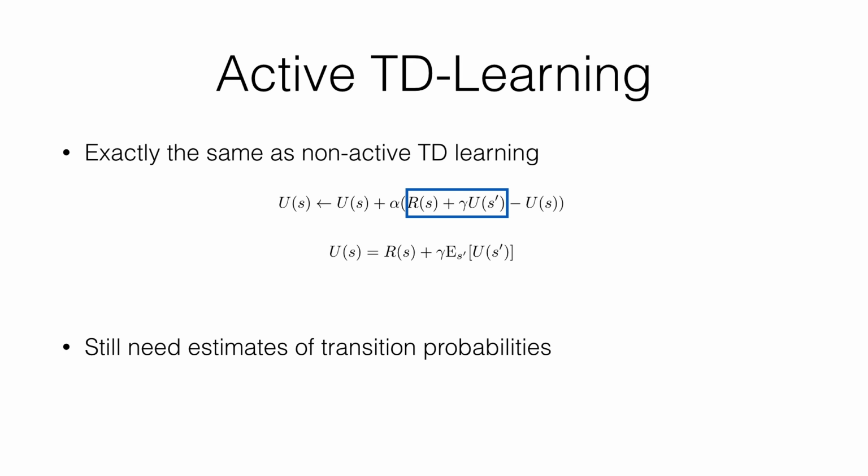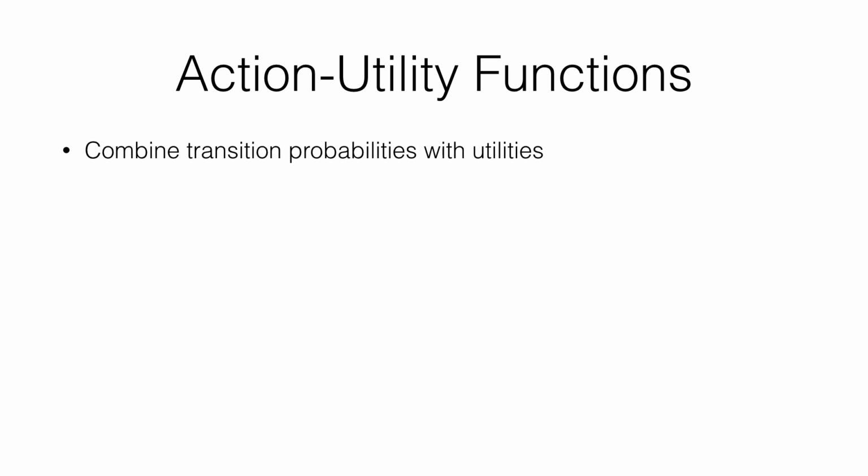But if we want to use these utilities to compute our policies in the end, we need estimates of the transition probabilities. Okay, but we can get around that. The way we do that is by computing something called an action utility function, which is a function that combines the transition probabilities with the utilities.